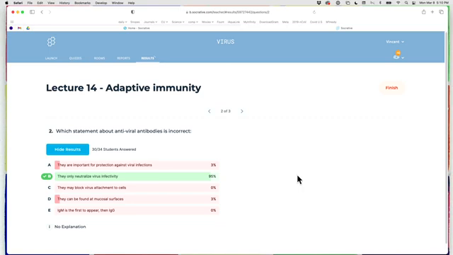Exactly. I kind of made a point of that, right? They're important for protection against viral disease. They are. They may block attachment. Yes. They can be found at mucosal surfaces. Correct. IgM is the first to appear. Yeah, all that is right. So the only wrong one is B.